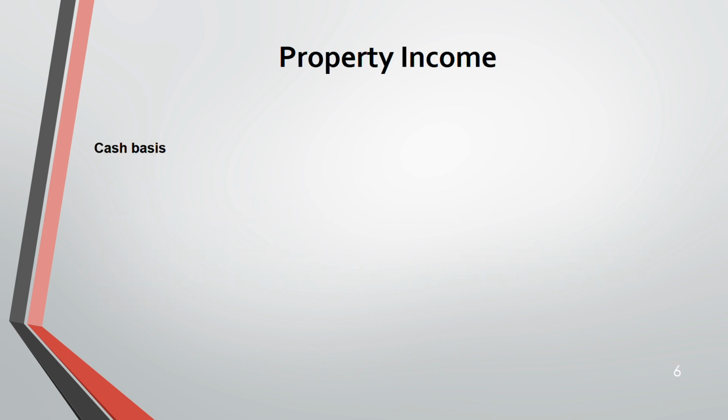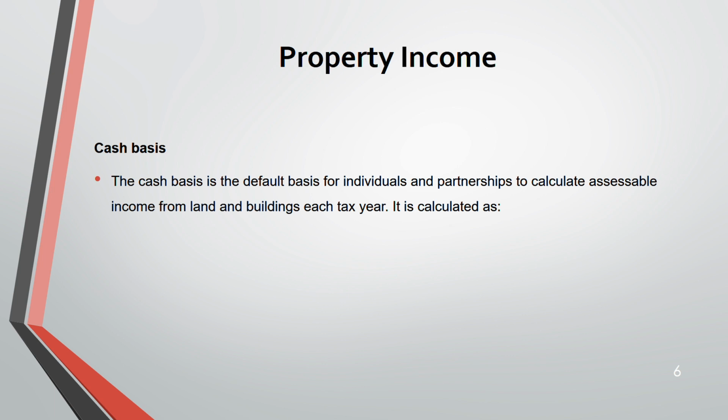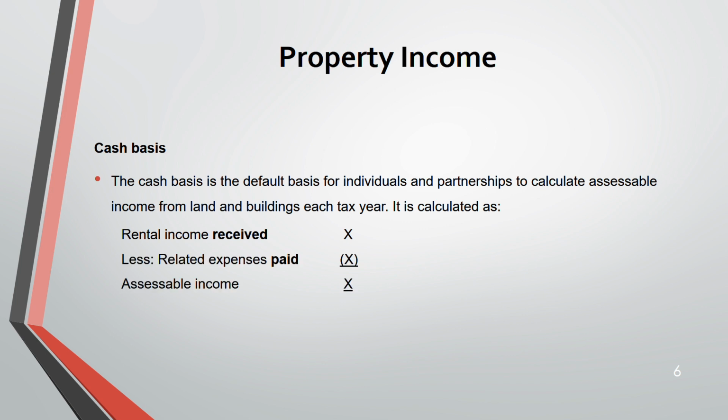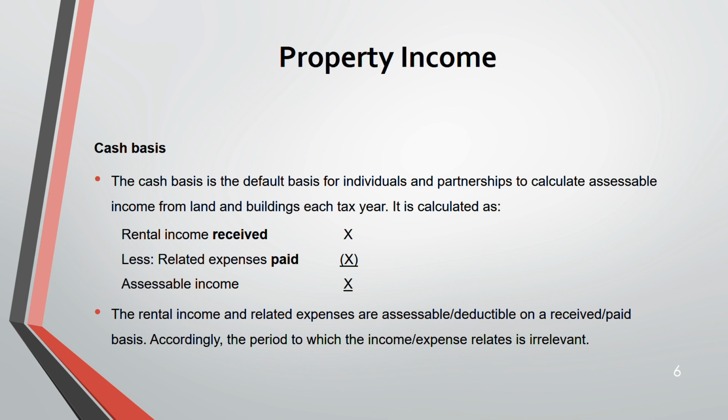Now cash basis, very easy, cash received minus cash paid. So you first calculate rent income that is received, deduct expenses, and get the assessable income. And rental income and related expenses are deductible on a receipt and a paid basis. So you don't have to see to which period the income and expenses relates. It's irrelevant.